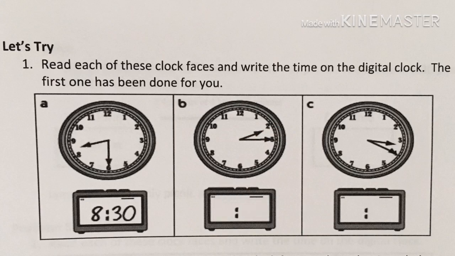On problem C, the hours hand is pointing a little ahead of number 3. So it is 3 hours. And the minutes hand is pointing straight at number 4. That means 20 minutes. So the time is 3:20.